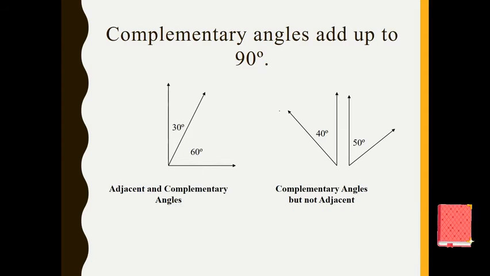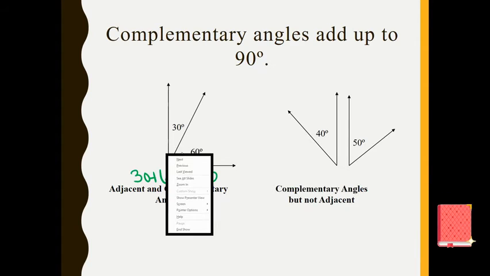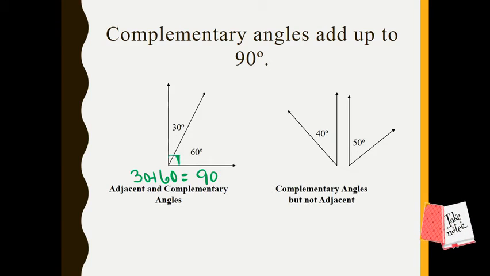Now, complementary angles add up to 90 degrees. Let's take a look at this example here. They can be adjacent to each other, just like this one. So this is adjacent and complementary. If I had 30 plus 60, that equals 90. You check it out. In this sense, this is actually a right angle as well. You see that? It creates a right angle.